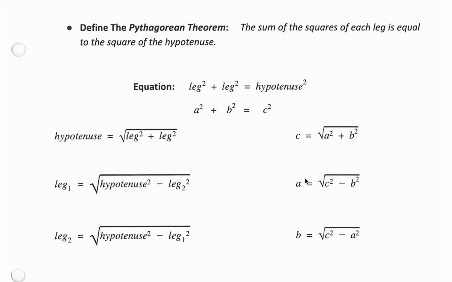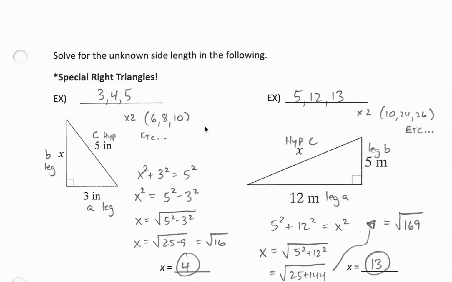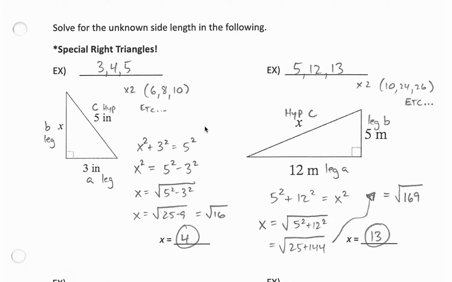If that's confusing and too much for you, then just start with a squared plus b squared equals c squared, and I could show you two different ways that we could use that. All right, let's do some examples here.